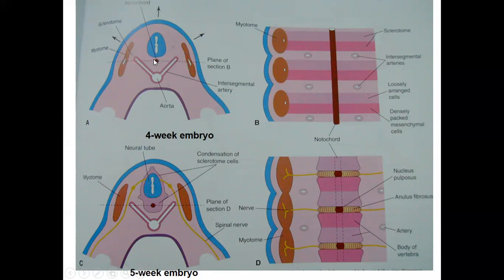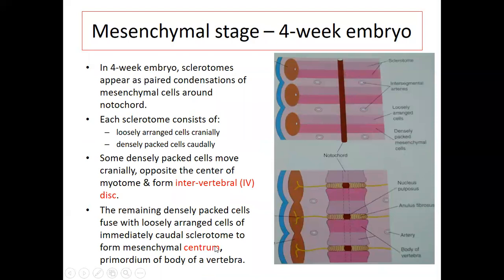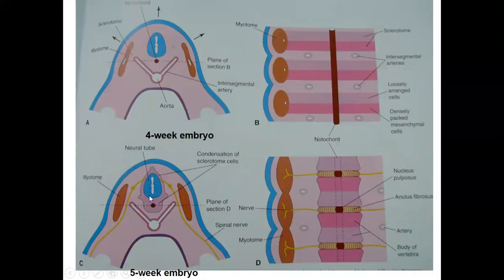You can see here, this is the notochord that we have. And then from 4 weeks to 5 weeks, you can see here the condensation of the sclerotome cells that happens around the neural tube. This condensation of the sclerotome cells around the neural tube happens at 4 or 5 weeks of the embryo, where the centrum is already being formed through the condensation of the sclerotome cells.